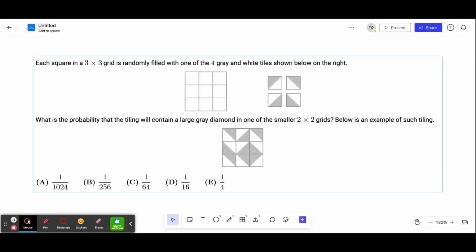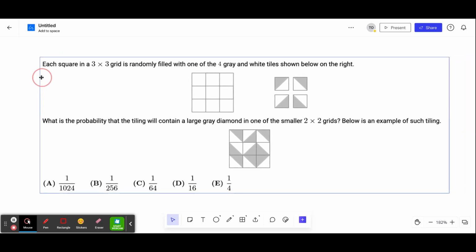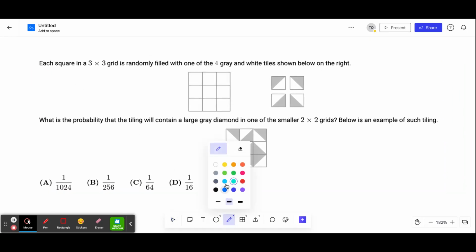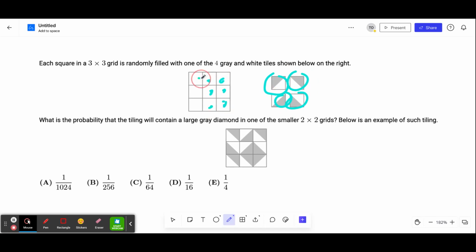Okay, so today we're doing the 2023 AMC 8 Problem 23. So let's get started. Every square in a 3x3 grid is randomly filled with one of the four gray and white tiles shown below on the right. So we have this tile, this tile, this tile, and there's a grid of 9 squares. Okay, let's just remember this.